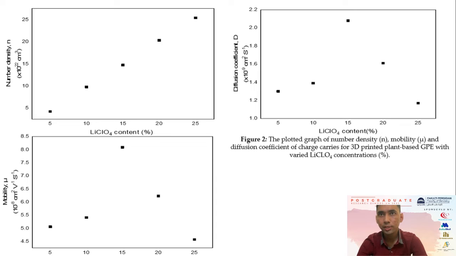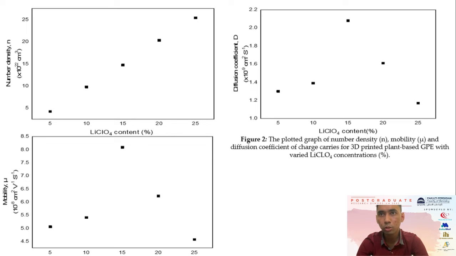Once the number density of charge carriers increased, it indicated that there were more free ions in the gel polymer electrolyte complex, which led to a major collision between the ions. Because a huge number of free ions would be moving in a small region, it will be more difficult for them to travel from one electrode to another.